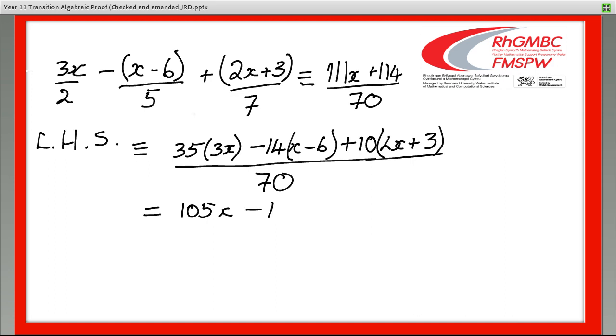So now remove the brackets and we get 105x minus 14x plus 84. And if you don't put the brackets in, somebody somewhere will write that as minus 84. So that's why it's important you put brackets in.